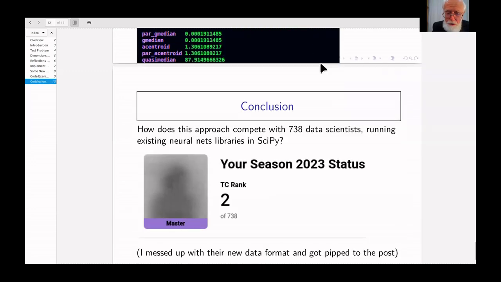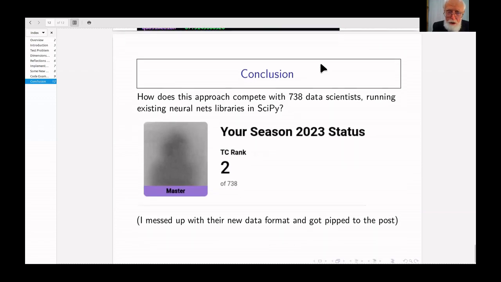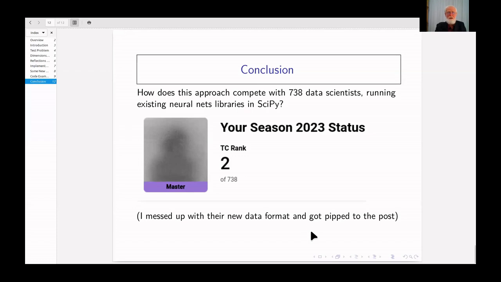All right. So conclusion: how does this approach compete with 738 data scientists running existing neural nets libraries in SciPy? Well, here is my last year's rank. I know I messed up with their new data format and got pushed to the post in the last minute. Thank you very much.